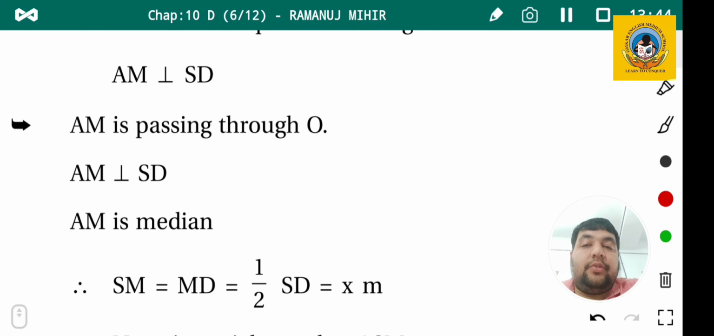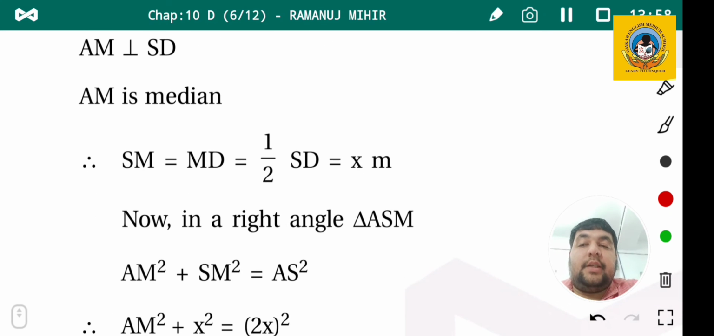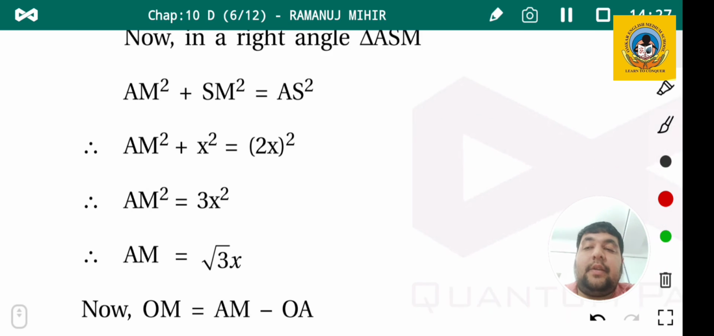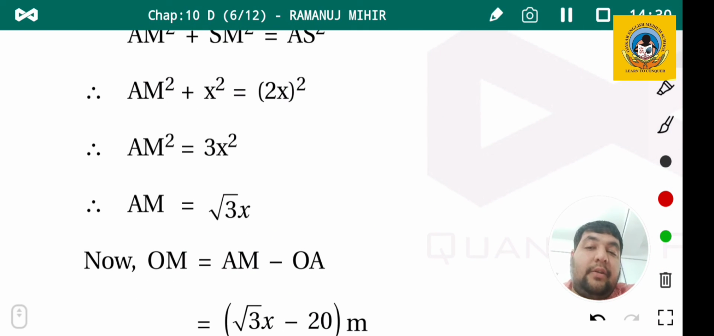ASD is an equilateral triangle and AM is perpendicular to SD. AM is passing through O because we know that the perpendicular drawn from the chord will pass through the center O. So AM is perpendicular to SD, AM is the median. So SM is equal to MD is equal to 1/2 of SD, that is x meter, because we know the line which is perpendicular will also divide the chord into two equal parts. So if the total length of the chord is 2x, the half of it will be x.